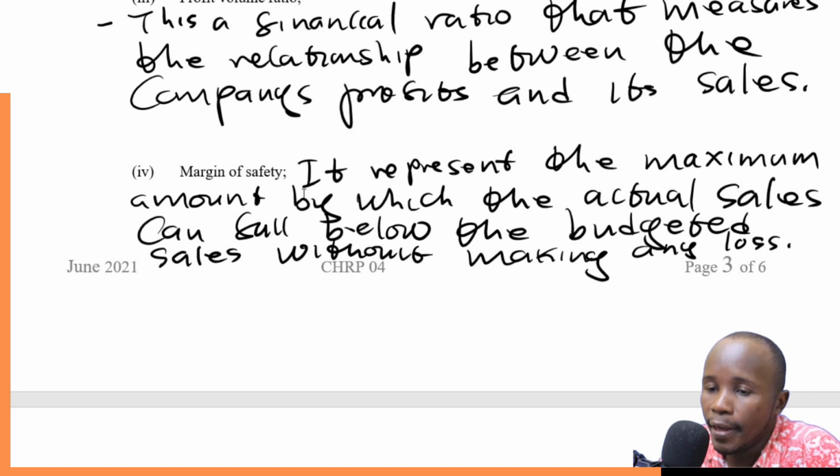In other words, to make it clear, when you're talking about the margin of safety, we are talking about the sales beyond the break-even point. At the break-even point, the company's expenses and revenues are at par. So those sales that are above the break-even point are the ones we are referring to as the margin of safety. It represents the maximum amount by which the actual sales can fall below the budgeted sales without making any loss.